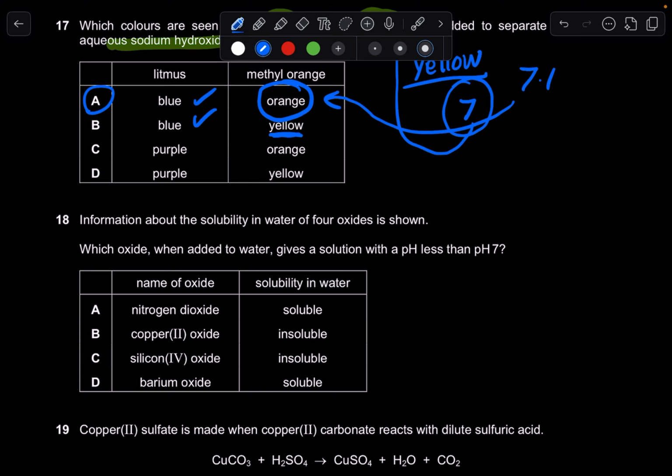Information about the solubility in water of 4 oxides is shown. Which oxide when added to water gives a solution with the pH less than 7? Less than 7 means that it has to be an acidic solution. So nitrogen dioxide. Yeah, that's correct. Why not silicon? Because it's insoluble. So when it's added in water, it does not give a solution because the ions don't basically dissolve.